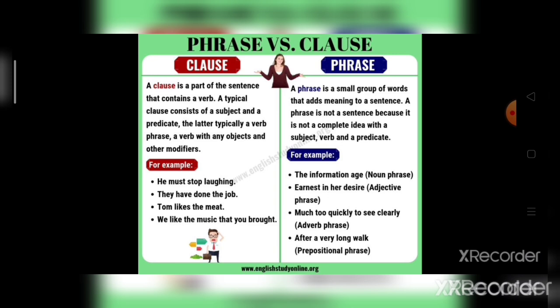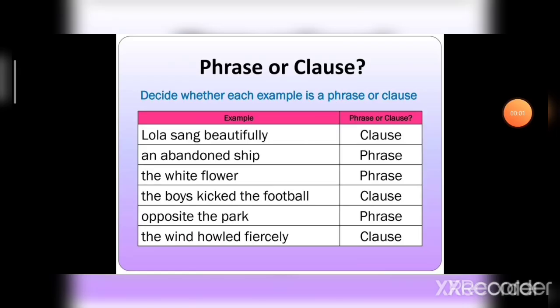In all these examples, you can see only a small group of words, children, but they don't form any sentence or give any sense. Fine. Students, can you see here some more examples showing the difference between a phrase and a clause? In the first sentence, Lola sang beautifully. This is a clause, children, as this sentence has both the subject as well as a predicate and it is giving some sense to that sentence.